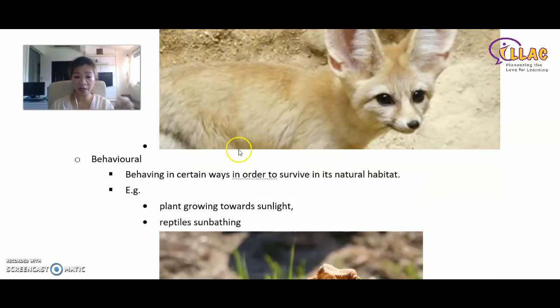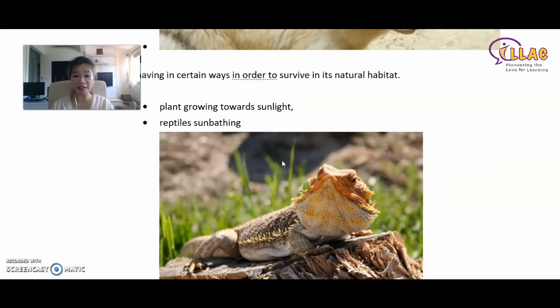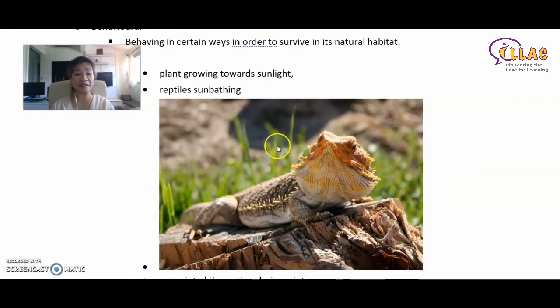Behaving in certain ways in order to survive in its natural habitat is what we call the behavioral adaptations. Plants growing towards the sunlight is one kind of adaptation. Growing towards the sunlight gives them more sun, right? More sun, more photosynthesis, more food, and the plant will grow bigger. Reptiles sunbathing. So why do reptiles particularly need to sunbathe? Because they are cold-blooded.